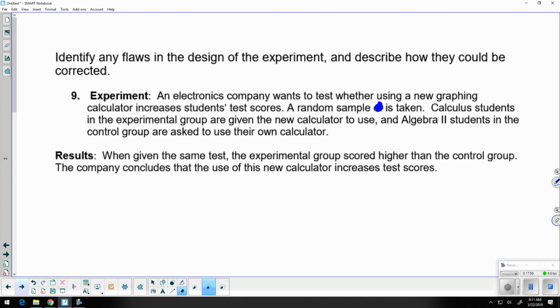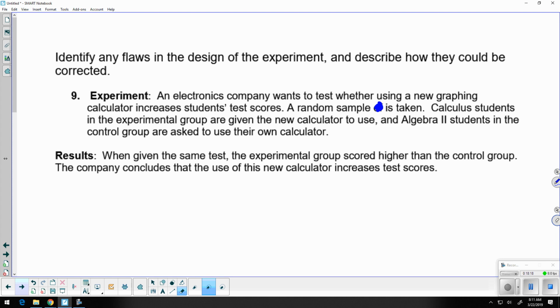So the results they came up with, so again, keep in mind they're testing out this new graphing calculator. They're trying to see if that increases test scores. The calculus students were given the new calculator. The algebra 2 students have their own calculator. They don't get the new one. So their results came out with this. When given the same test, the experimental group scored higher than the control group. The company concludes that the use of this new calculator increases test scores.